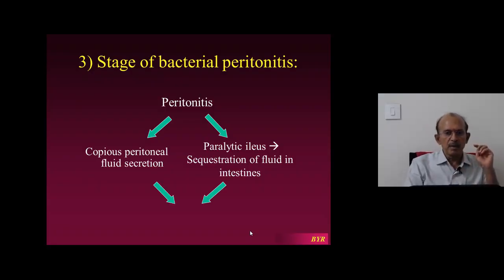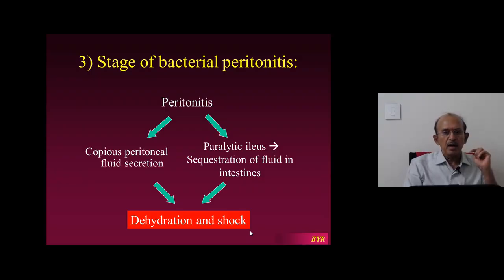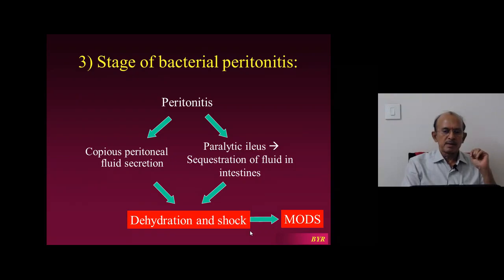So ultimately what will happen? Both will produce hypovolemia and shock. So the patient gets the features of shock. This shock can lead to MODS. So peritonitis produces hypovolemic shock. Though there is no external loss, the loss of fluid is there in the body itself. So this is called the third space loss.